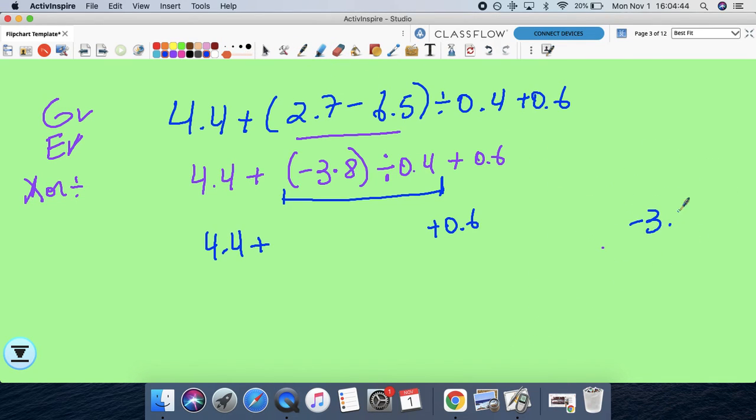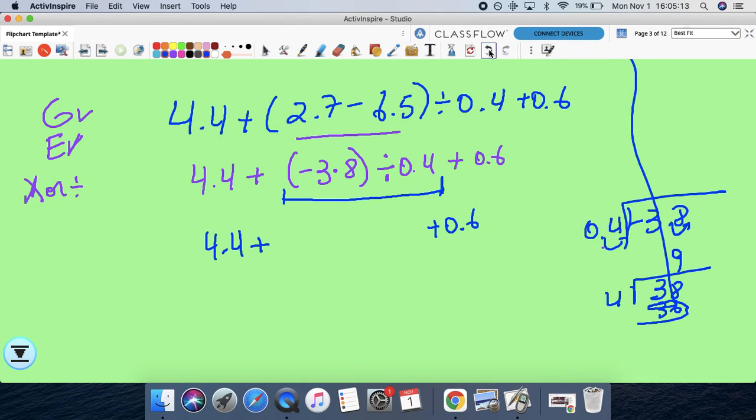Negative 3.8 divided by 0.4. Move the decimal 1 over, becomes a 4. Move the decimal 1 over, becomes 38, right? So 4 goes into 3? No. 4 goes into 38? Yes. 9 times, which is 36.